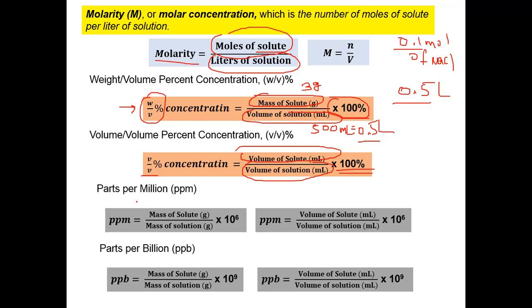About parts per million, it's the mass of solute over the mass of solution multiplied by 10 to the power 6. This is called ppm, or you can take it in terms of volume. And we also have ppb, which is parts per billion, so you need to think about 10 to the power 9.